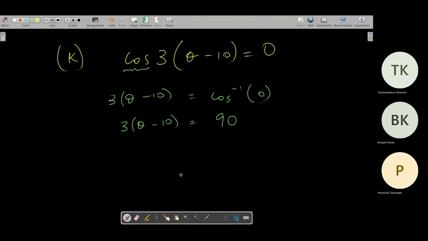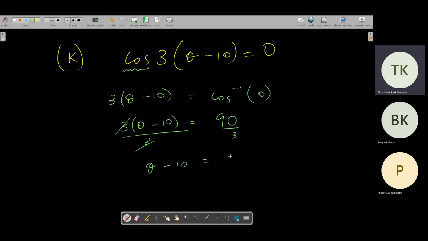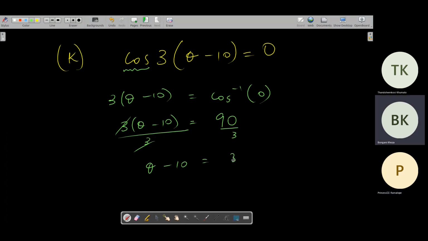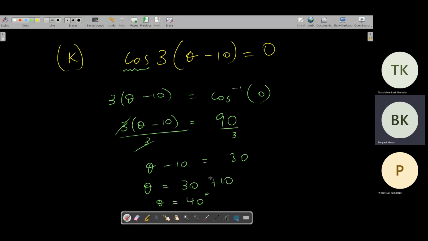Are we okay? Next, we are solving for theta. Dividing by 3 on both sides, we are left with theta minus 10 equals what's 90 divided by 3? 30. And then from this, we want theta only, so we have 30 plus 10, which means theta equals 40 degrees.